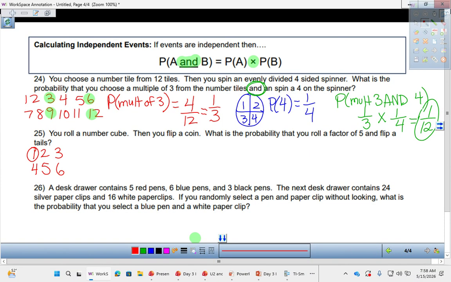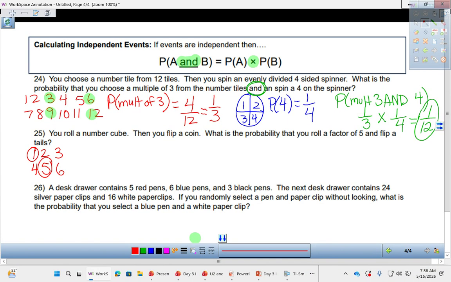5 divided by 3 is a decimal. 3 is not a factor of 5. 5 divided by 4 is a decimal. 4 is not a factor of 5. 5 divided by 5 is a whole number. And 5 divided by 6 is a decimal. So my factors of 5 are 1 and 5. They're the only two numbers that multiply together to equal 5.